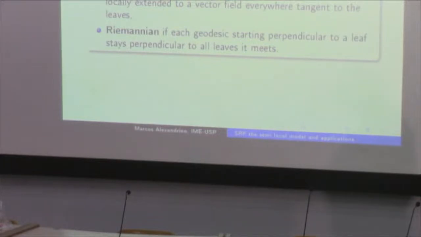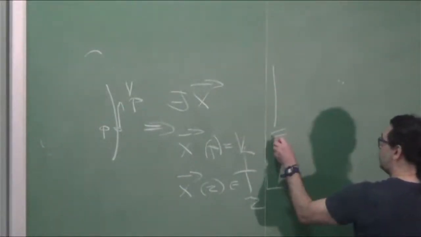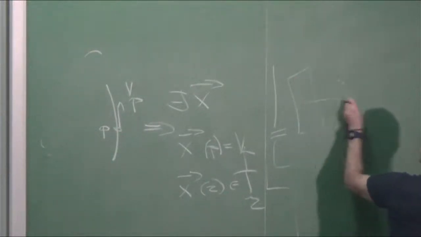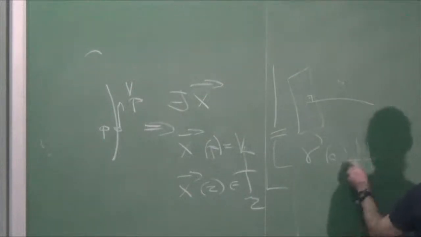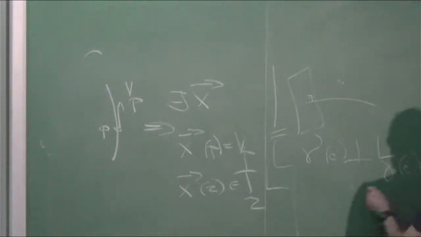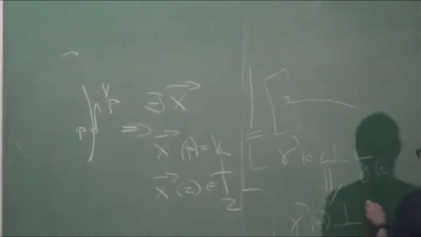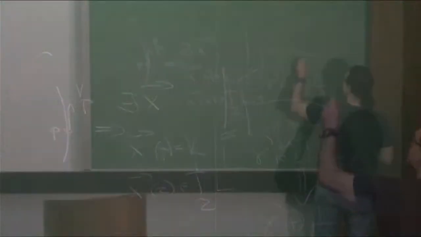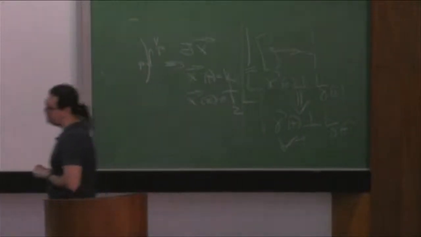And we say that a foliation is Riemannian if the leaves are equidistant, or saying it another way, if you start here with a geodesic that starts orthogonal to a leaf, then it remains orthogonal for all t, future and past. Okay. This is what we call Riemannian.